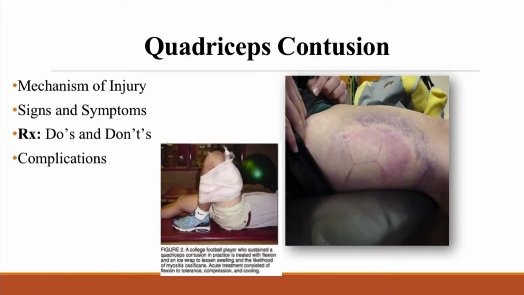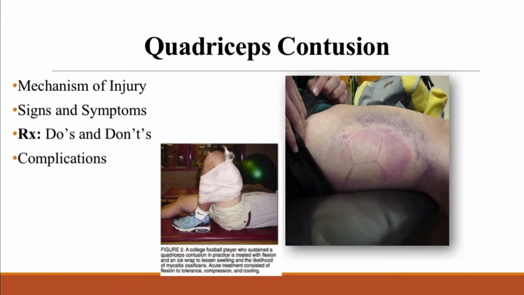A compression force causes a quadriceps contusion. This might be the force of another player's knee, or as shown in this picture, a soccer ball. The contusion can be minor, first degree, which would include symptoms of tightness or soreness. A bruise may or may not appear. There is no reduction in the range of motion.